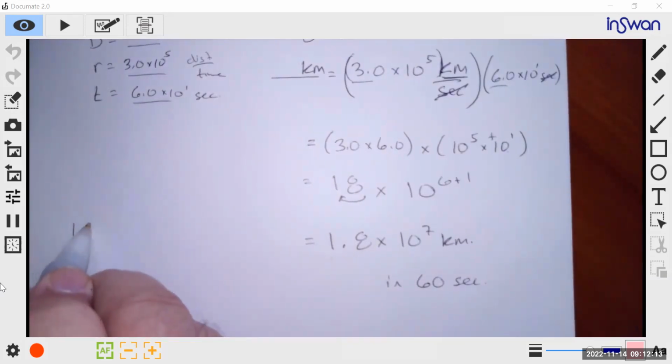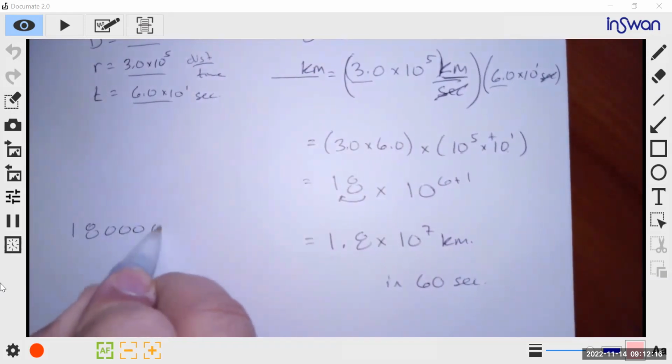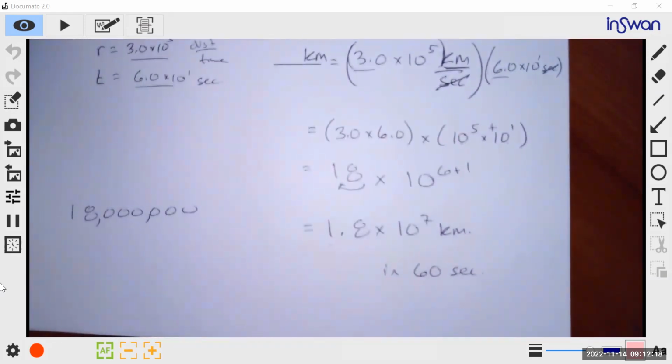That's 1, 8, 1, 2, 3, 4, 5, 6. That's how many kilometers it's going to travel in 1 minute. That's far.